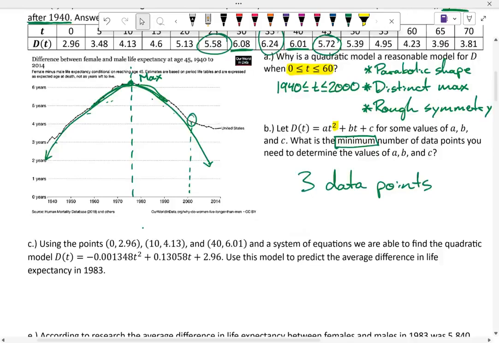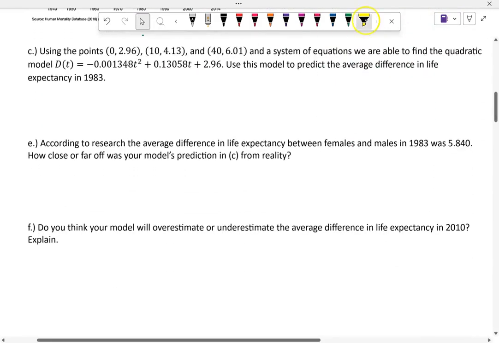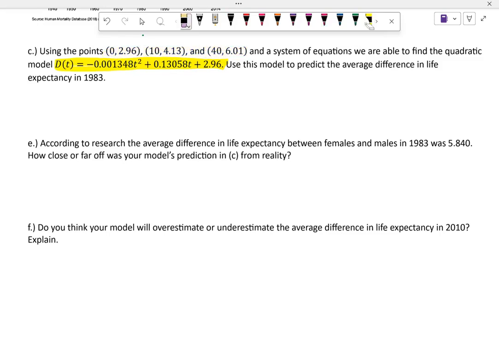So, in part C, we see they picked 3 points. There's the 3 points right here. And using a system of equations, which is a long process, so we're not going to do it, they found this data model right here. Is this model a quadratic? Yes. Does it have a degree 2? A, B, and C are big decimals, but it's still just a quadratic.